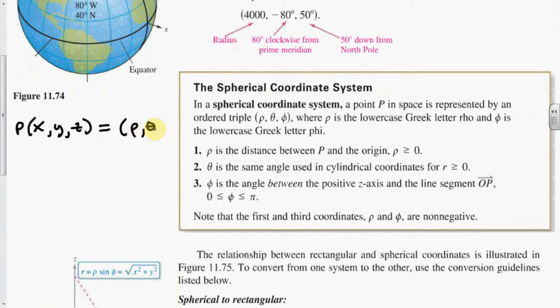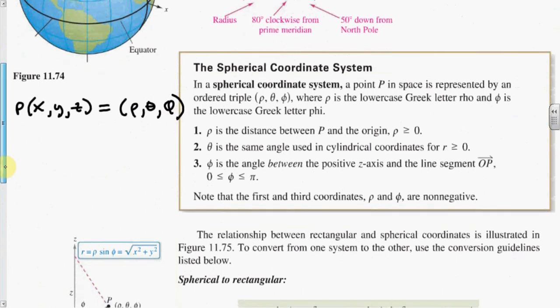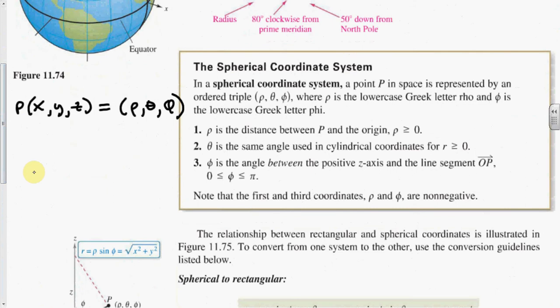Theta is the angle in the xy plane, and here phi becomes the angle out in space. There's a strict requirement for phi: it is on the interval from 0 to pi. So basically he goes from 0 to pi. He doesn't go all around.